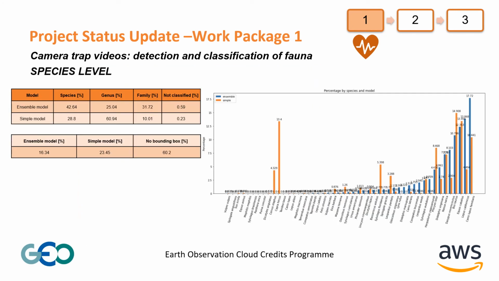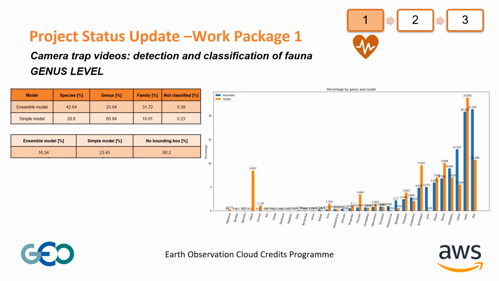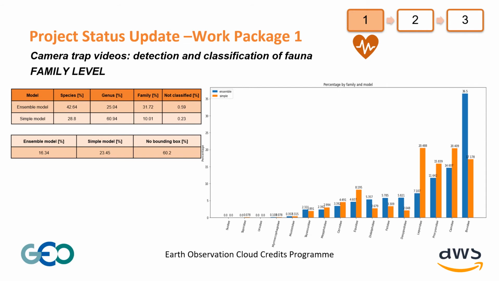Here you can see the results for the species level classification. This next slide shows the results for genus level classification. And in this slide, you can see the results for family level classification. We currently do not consider the occurrence of more than one species and/or individual per video, but this will be our next step.